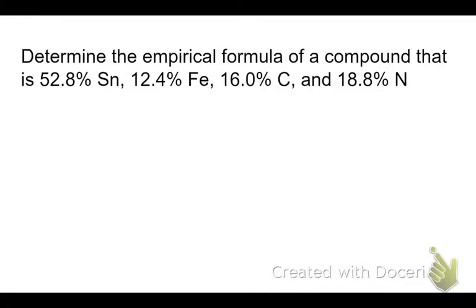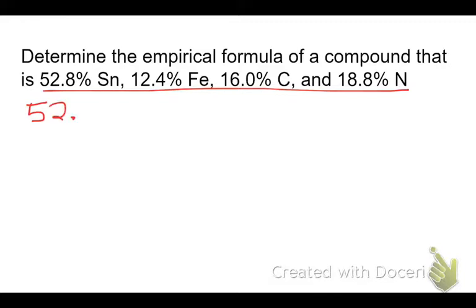Right, so the first example here says, determine the empirical formula of a compound that is 52.8% tin, 12.4% iron, 16% carbon, and 18.8% nitrogen. Our very first step is percent to mass. So we're going to take all of these percentages and convert them to mass. Again, we're assuming that it's out of 100%, so we can just take it as out of 100 grams.